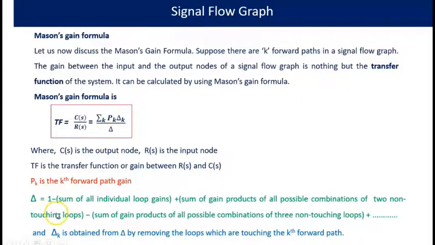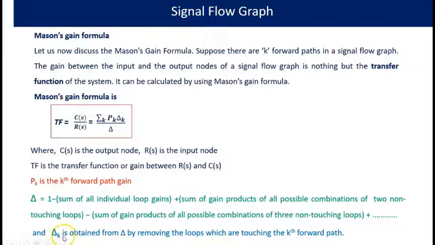This delta is equal to 1 minus the sum of all individual loop gains. First we have to find all the individual loops and their loop gains. Then plus the sum of gain products of all possible combinations of two non-touching loops, minus the sum of gain products of all possible combinations of three non-touching loops, etc.